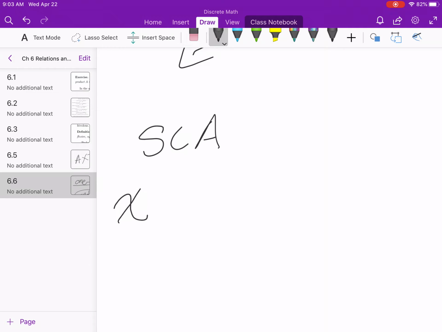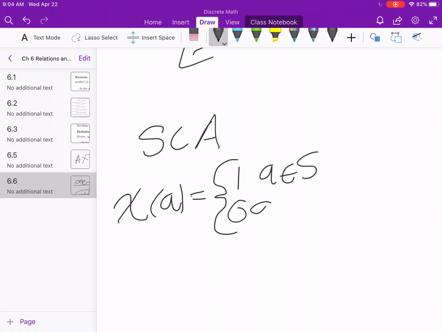So my characteristic function of, let's say, my A's would be, man, I cannot write this. It's going to be this. It's going to return 1 if A is in S, and it'll return 0 if A is not in S, so for everything else.